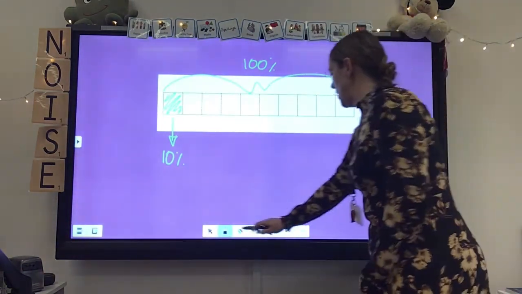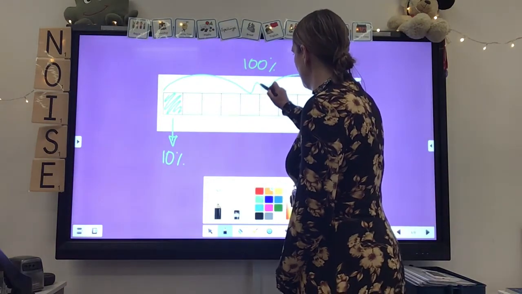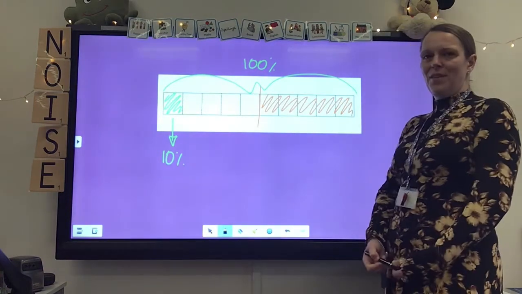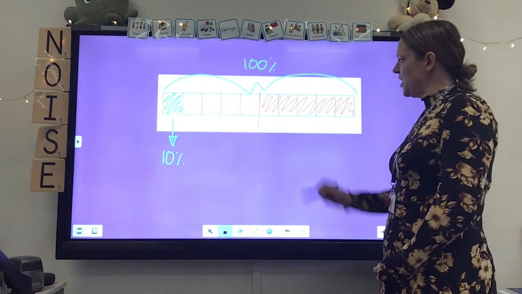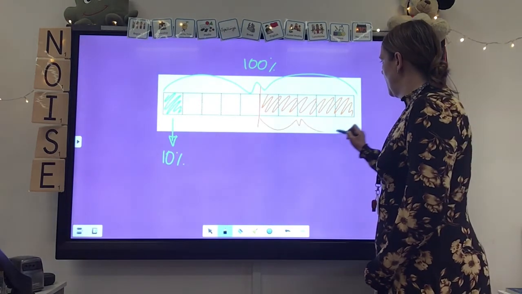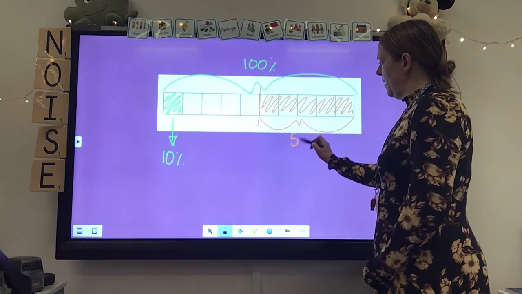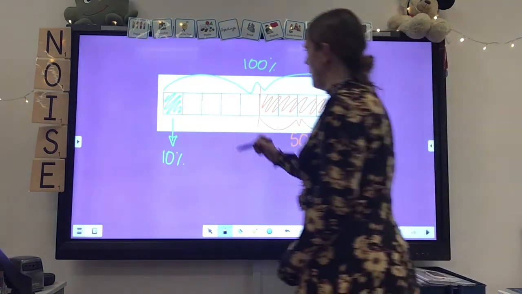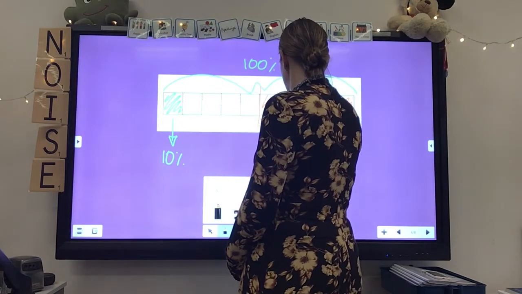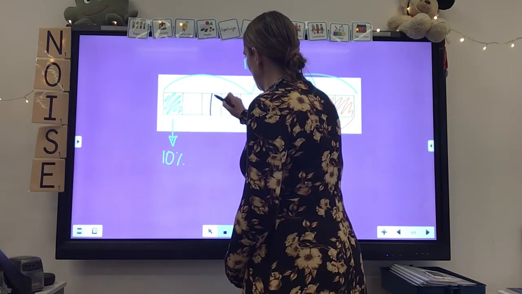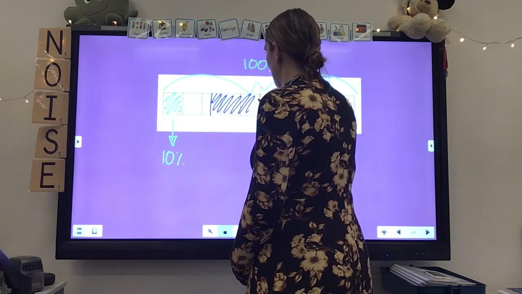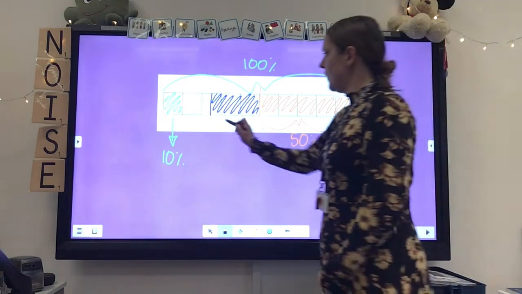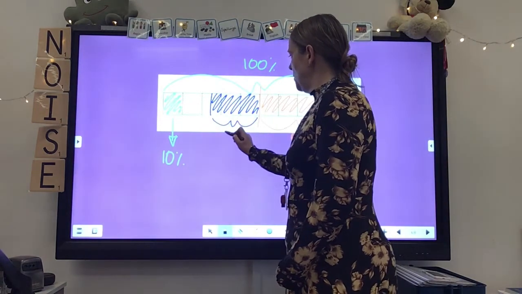What about, let's change colour here, what about if I shaded half of that shape? What percentage is shaded there? That's correct, it's 50%. What about if I divided that in two? I've got a quarter of the shape shaded now. What percentage have I shaded? I have shaded 25%.